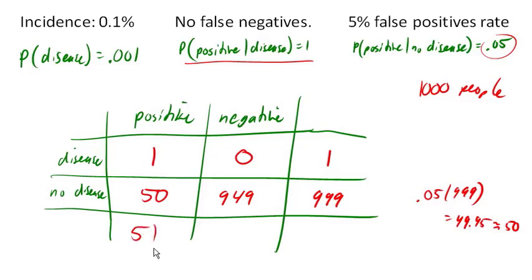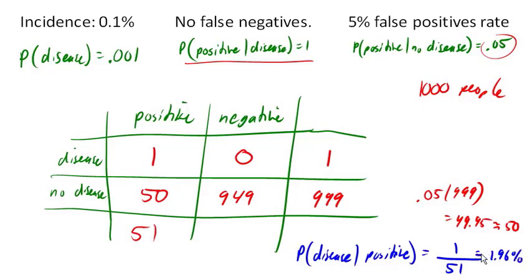Now remember, what we're really interested in is the probability that you have the disease given that you tested positive. Now we have enough information to figure that out. How many people tested positive? 51. How many of them actually have the disease? 1. And that comes out to about 1.96%. So remarkably, even though this test has no false negatives, and only a 5% false positive rate, if you test positive for this disease, there's only a 2% chance that you actually have it. That should be surprising, but that is the result of our probability.